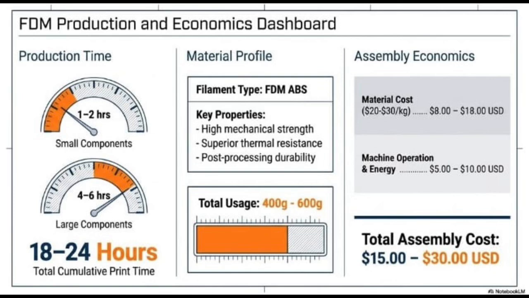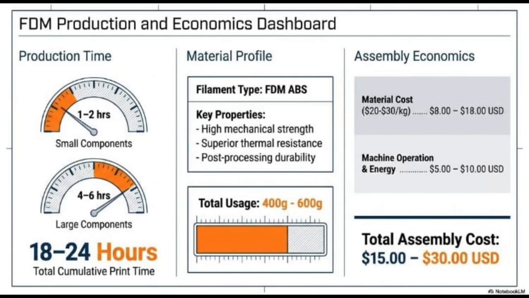FDM production and economics dashboard. Now, let's take a look at the operational and economic data behind this production process. Efficiency is a major highlight here. Small components are completed in just 1 to 2 hours, while larger segments take between 4 and 6. This brings our total cumulative print time to between 18 and 24 hours, a very competitive turnaround for a full assembly.